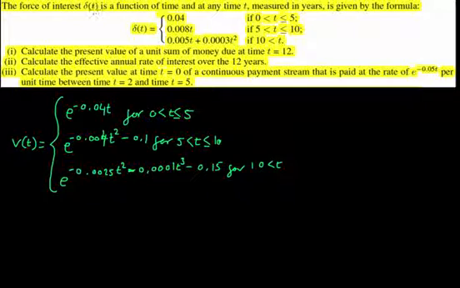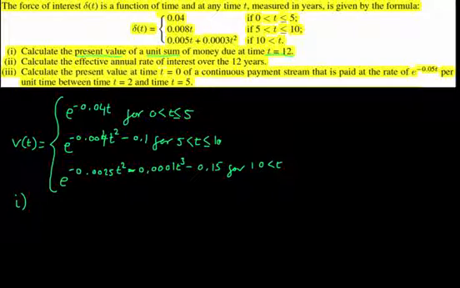The force of interest delta t, as a function of time t measured in years, is given by the formula shown. The first part: calculate the present value of a unit sum of money due at time t equals 12. I've taken the liberty of already finding v of t for the entire force of interest we've been given. So let's start with the first part.